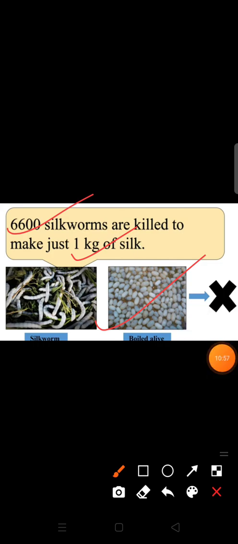So silk fiber is obtained from the silkworm, and it is a very costly fiber and has a very fine quality. So it is very expensive also, and not affordable for everyone. All right. So this is all about silk.